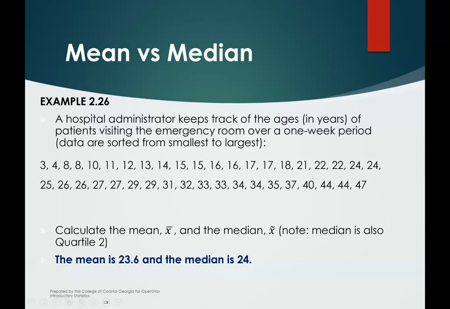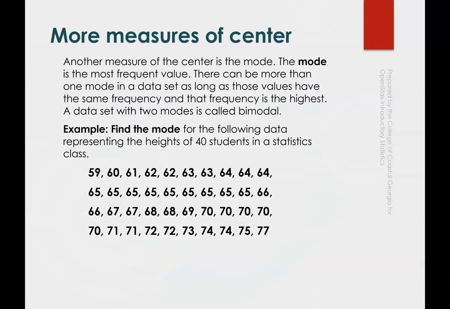Now let's look at another data set. This is the mode we're going to look at, the most frequent value. There can be more than one mode in a data set as long as those values have the same frequency and that frequency is the highest. A data set with two modes is called bimodal.